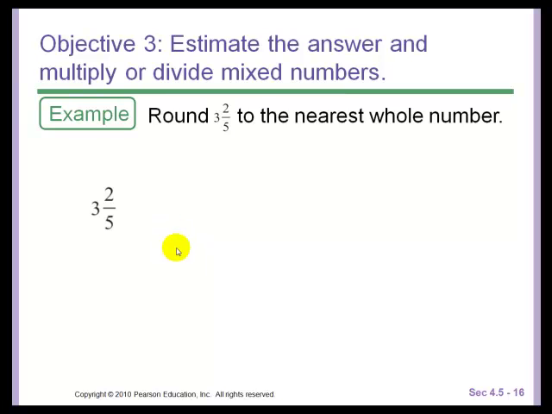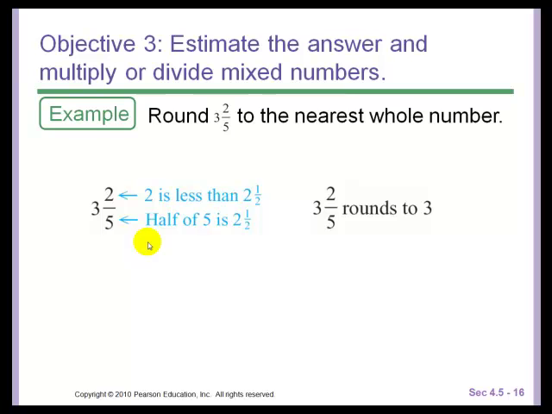3 2/5. Half of 5 would be 2 1/2. 2 is less than that, therefore 3 2/5 is closer to 3, rounds down to 3, than 4. If you put this on a number line, it's close to half, but it's slightly less, so it's slightly closer to 3 than it is to 4.